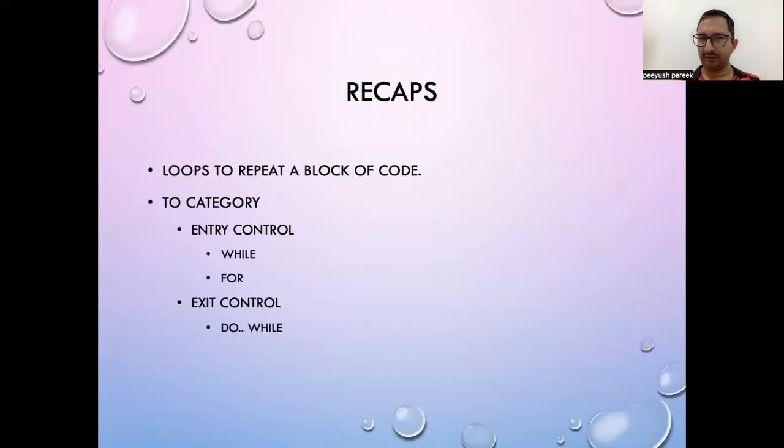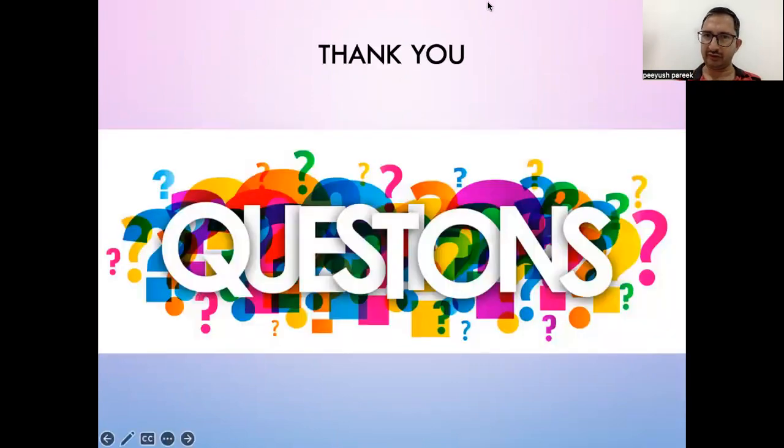Now, a quick recap. What is a loop? A loop is used to repeat a block of code for a particular condition. We can categorize the loops into entry control and exit control on the basis of the condition checking. In entry control, we have the while loop and for loop. In exit control, we have the do while loop. If you have any questions, you can ask.